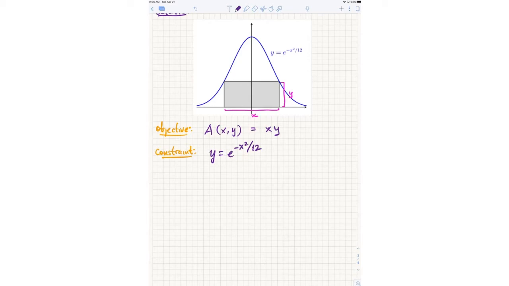I will say that I disagree is the correct answer. I mean, I honestly don't know the right answer. I just think it's wrong. Okay, that's fair. So most everyone actually said that y equals e to the negative x squared over 12 was correct. So it is incorrect. That is not the constraint equation.